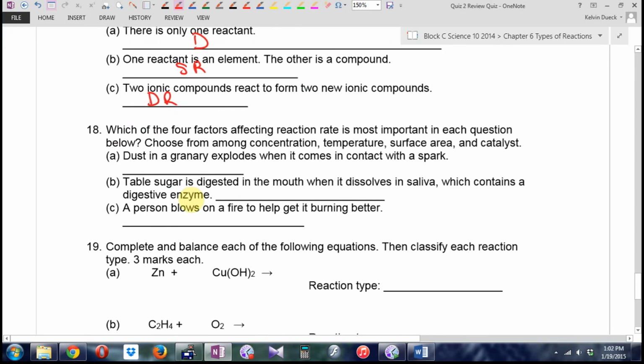Dust. Did they say dust? You know what? That's going to be surface area. By the way, that happens every year, especially out in the prairies. Barns explode. They have to be very cautious with venting grain barns or other barns. And I showed you guys the video of the sawdust fireball.